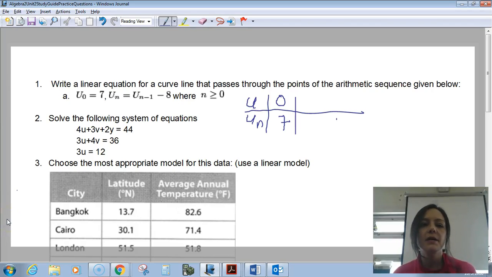Guys, here is the review for the test we will have tomorrow. Write a linear equation for a curved line that passes through the points of the arithmetic sequence given below. So even though that says curve right there, it just means line. Okay, so any line can be a curve that passes through the points of the arithmetic sequence given below, right?